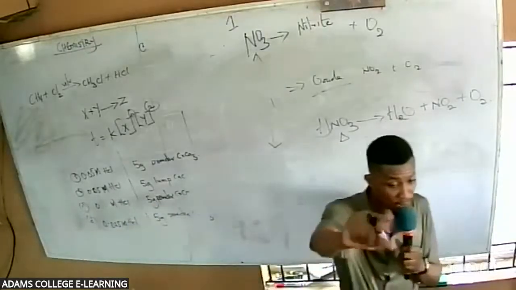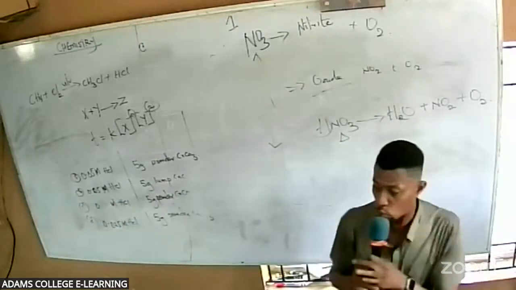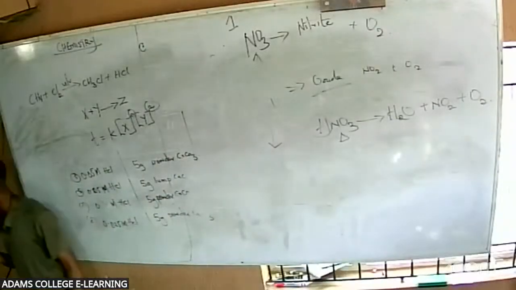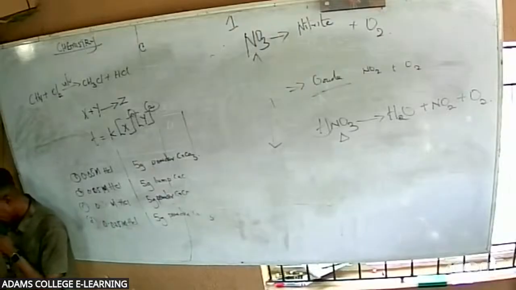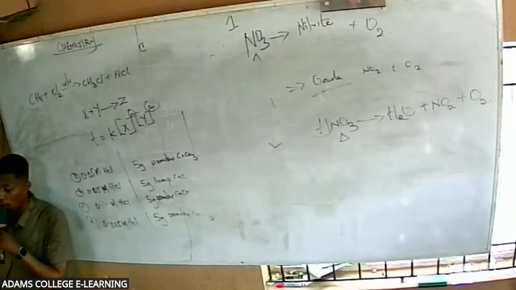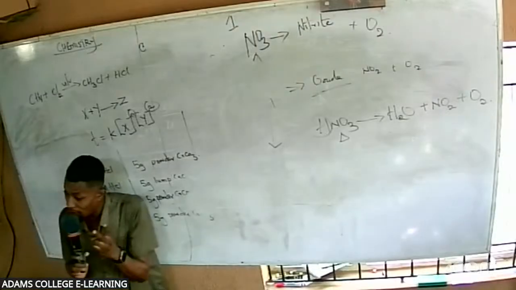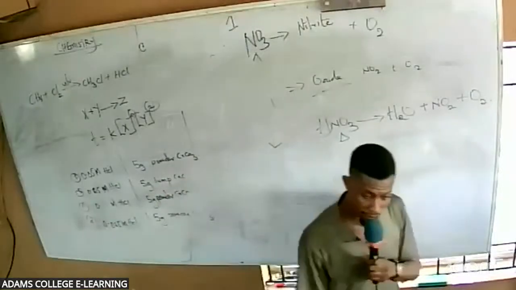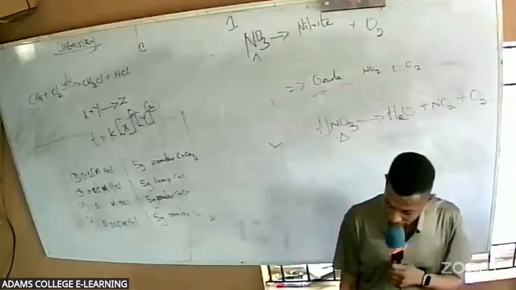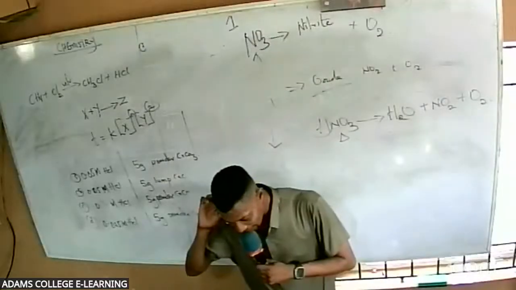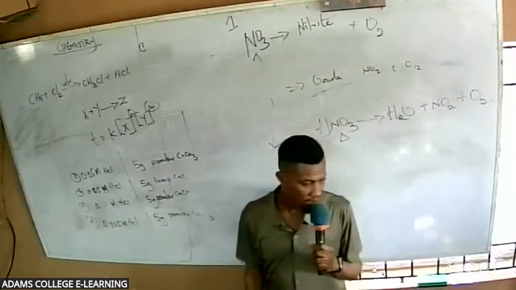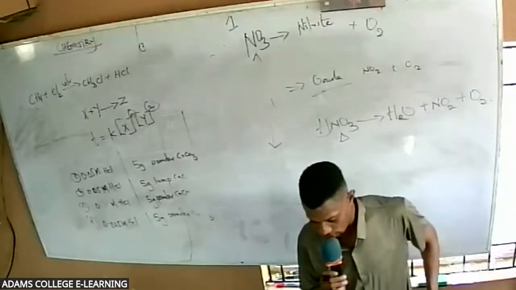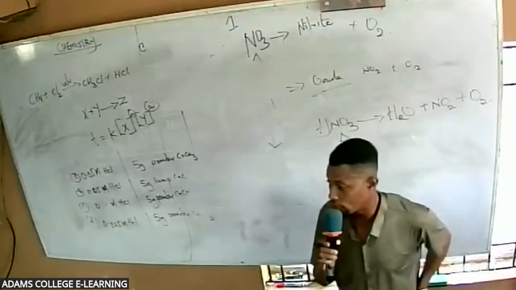Okay, the last task: for you to test for SO4 and SO3, what do we use? Barium chloride. What's the color formed? White precipitate. How do you now differentiate between the two of them? Using HCl. If it dissolves in HCl, that's SO3. If it does not dissolve, SO4.